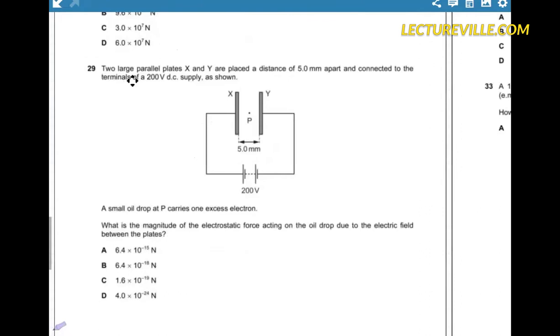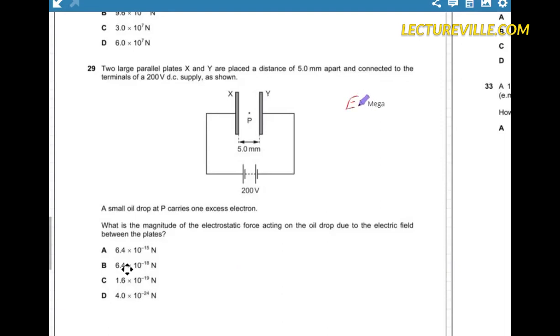Now, two large parallel plates X and Y are placed distance 5 millimeter apart, connected to a terminal of 200-volt DC supply. A small oil drop P carries one excess electron. What is the magnitude of electrostatic force acting on the oil drop in the plate? So first you need to find the electric field strength for this one, and then use that electric field strength to find the force on the single electron.